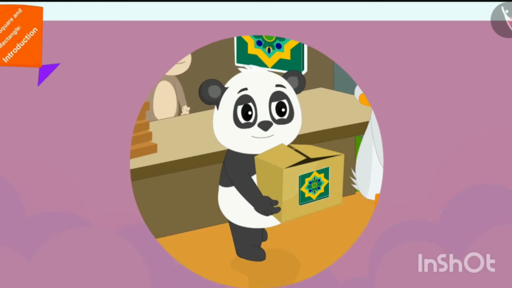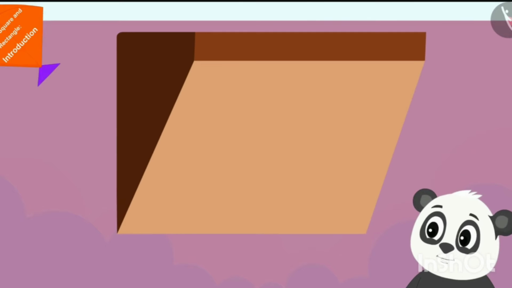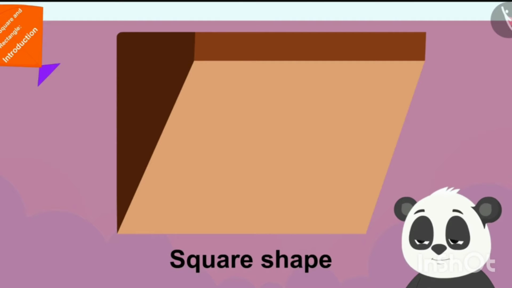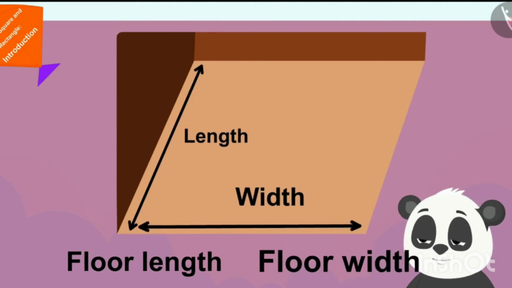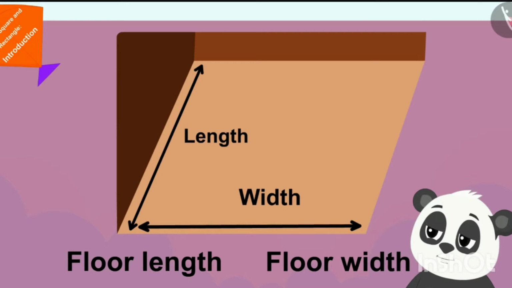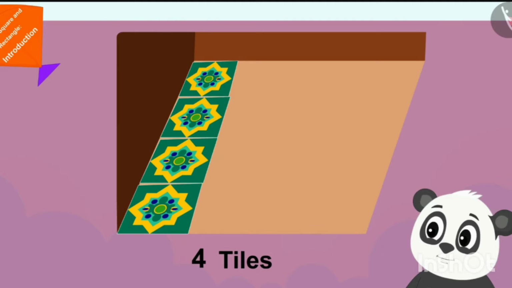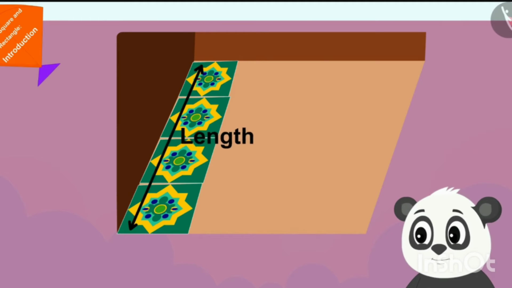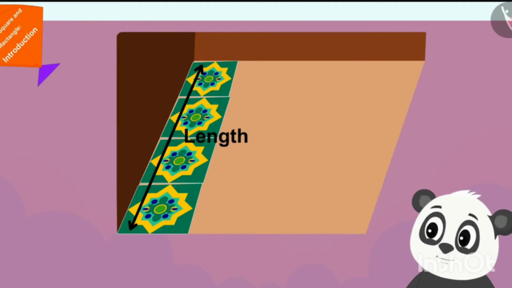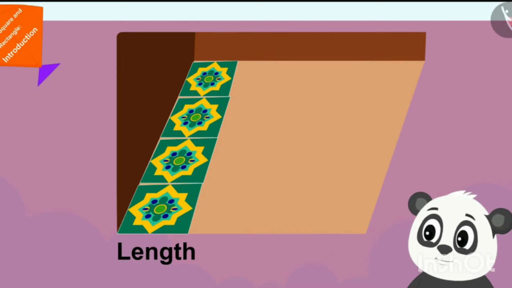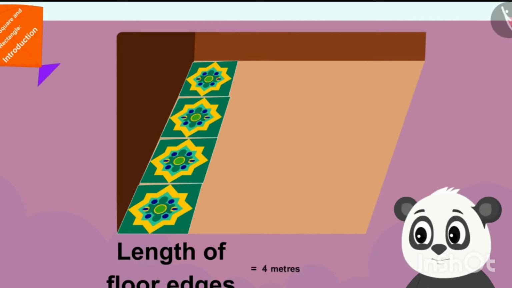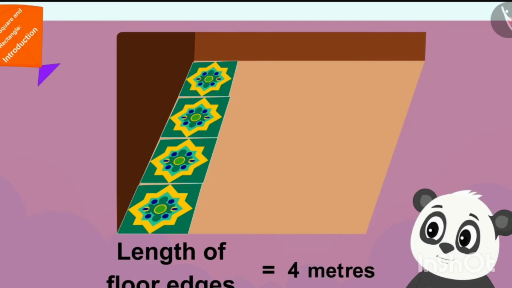Come, let's see what Golu is doing. Golu's floor is square-shaped, so the length and width of his floor are exactly equal. He has laid 4 one meter long tiles along the edge of his floor. This means the edge of his square-shaped floor is 4 meters long.